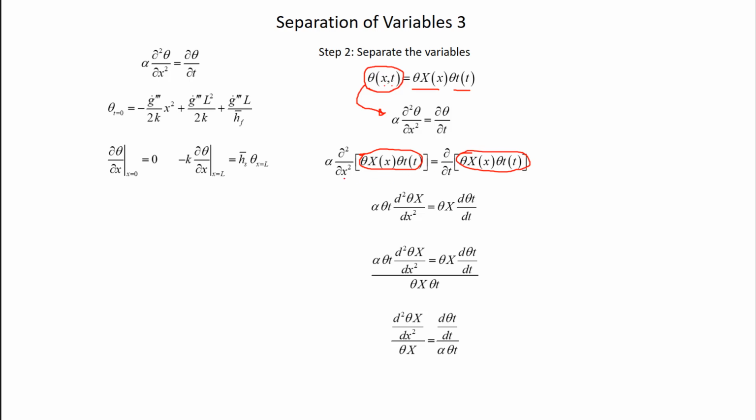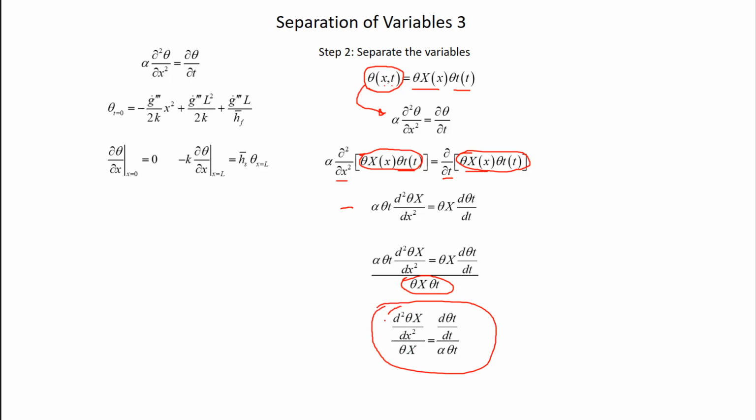And then I recognize that any place I'm taking a derivative with respect to x, theta time can just pop out. And any place I'm taking a derivative with respect to time, theta x can just pop out. And that gives me this here. And then if I want to get all of the x stuff together in one group and all of the time stuff together in another group, I'm just going to divide by theta x times theta time. And that gives me this equation here, which is exactly what I was looking for, right?